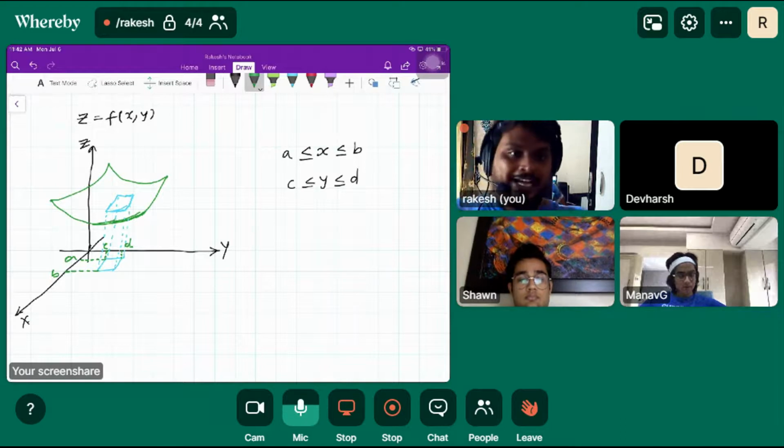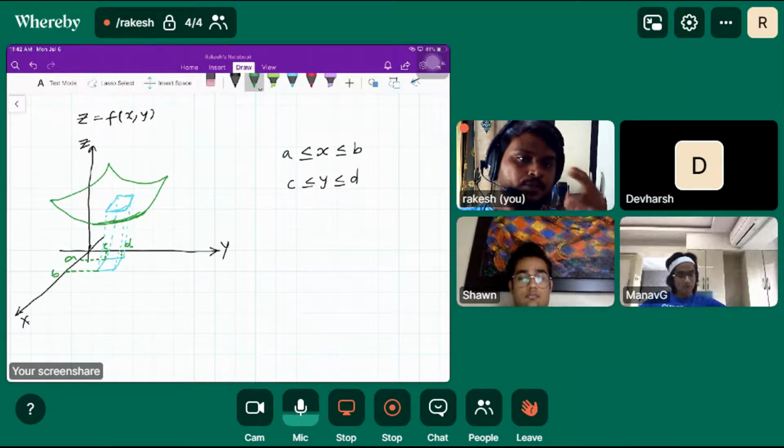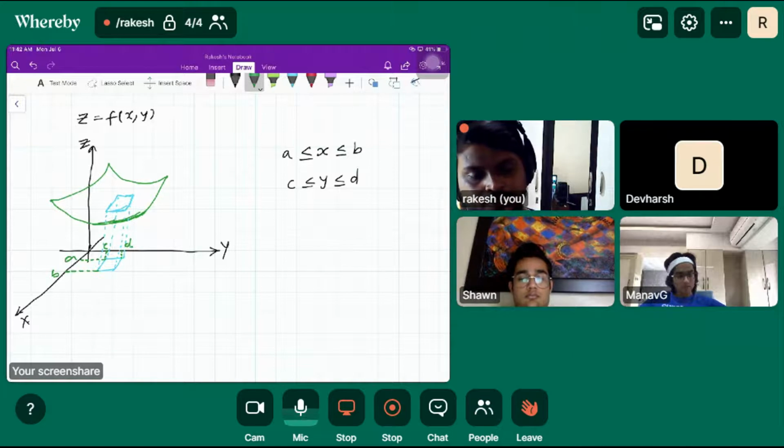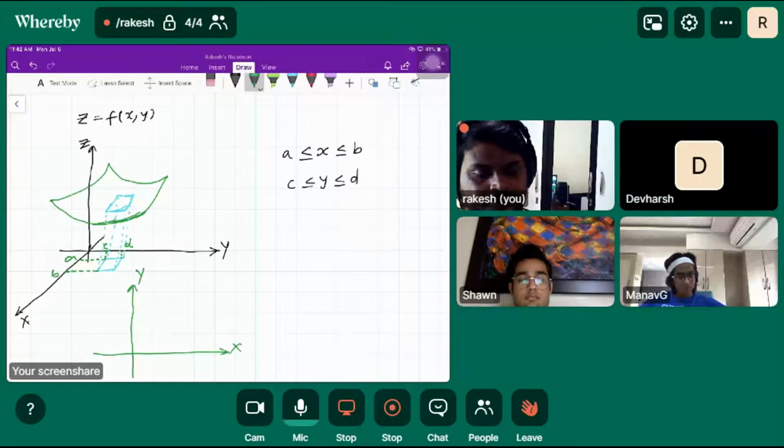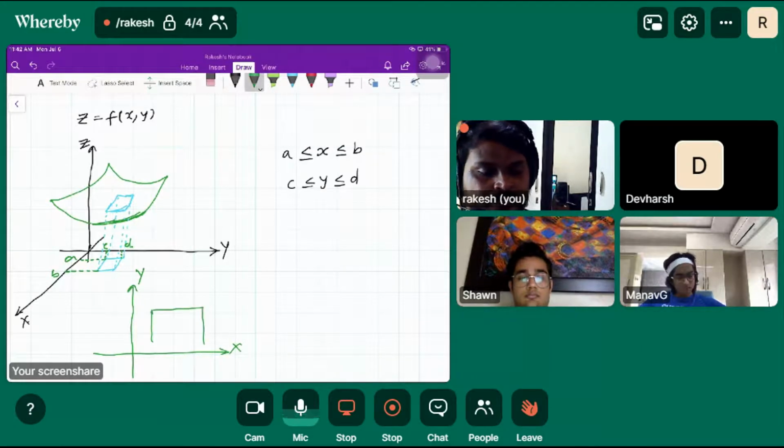So actually, we have a rectangle. We have a defined boundary, right? See, the boundary is defined in terms of two independent variables. So it will definitely give you the rectangle that can be drawn on the x and y plane, like this.